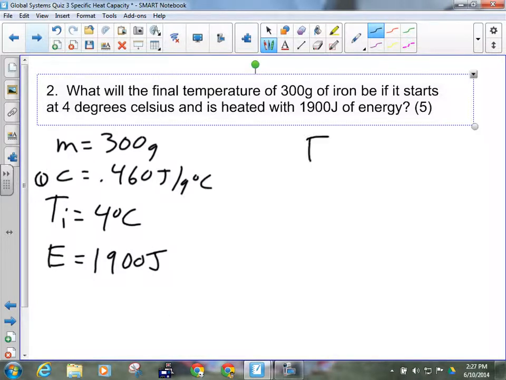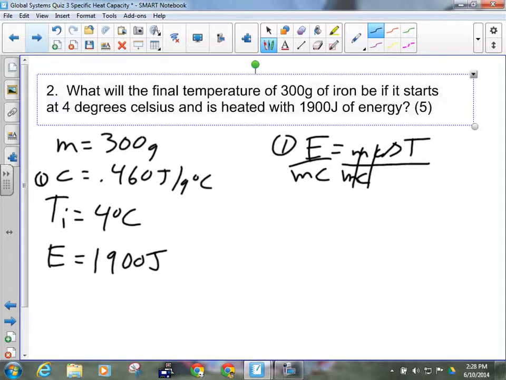Again, this is the formula that we're going to use, E equals MC delta T. You're not getting a mark for that today. Manipulating for delta T means to divide both sides by MC. So give them a mark if they have E over MC equals delta T.